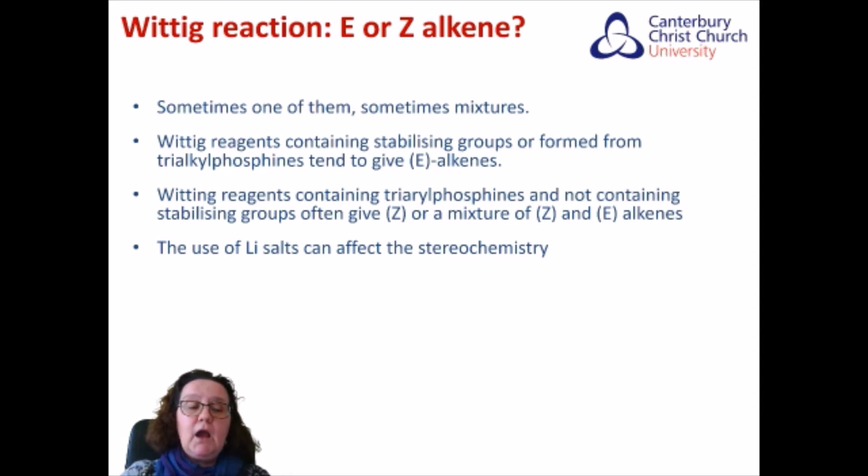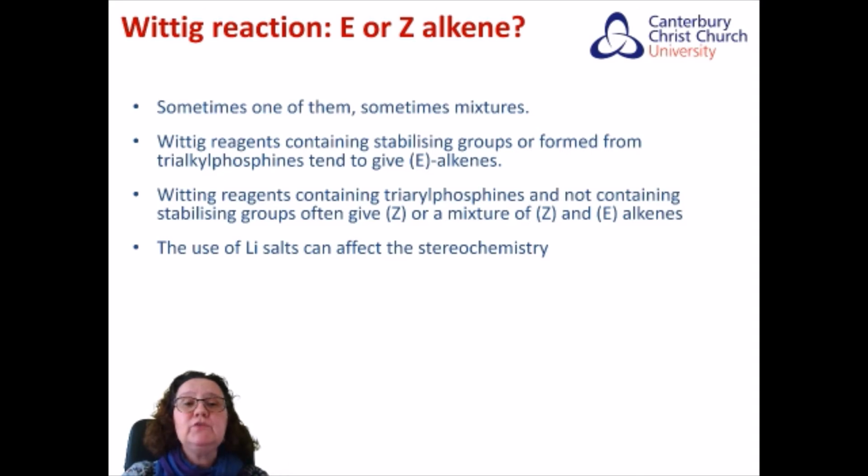So, E-alkane, Z-alkane. Now you're going to have a cis or a trans isomer. Well, sometimes you have one of them primarily. Sometimes you will have a mixture of both. And it depends on the Wittig reagent, on the stability of the Wittig reagent.